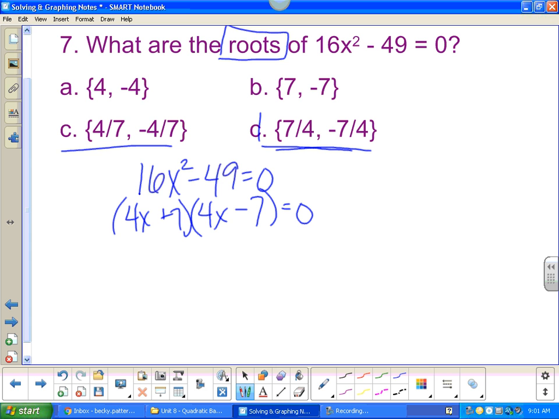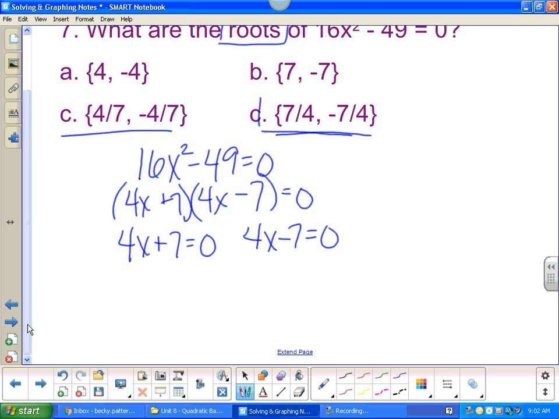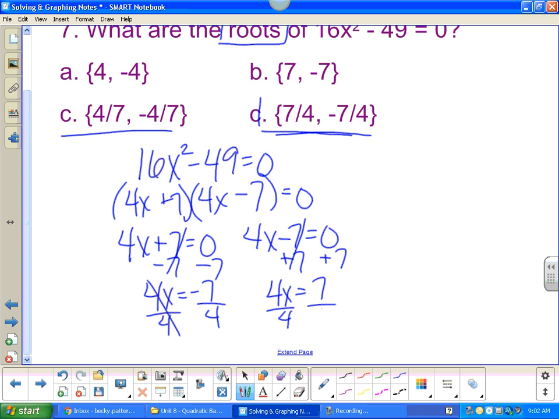A lot of people jump the gun here on what they pick. Take the time and set it equal to 0 and solve it. Again, a lot of people when they get to a multiple choice question will just start guessing instead of working the problem all the way out. That's a -7/4. And that's a +7/4. So we're going to go with 7/4 and -7/4. Going with D.